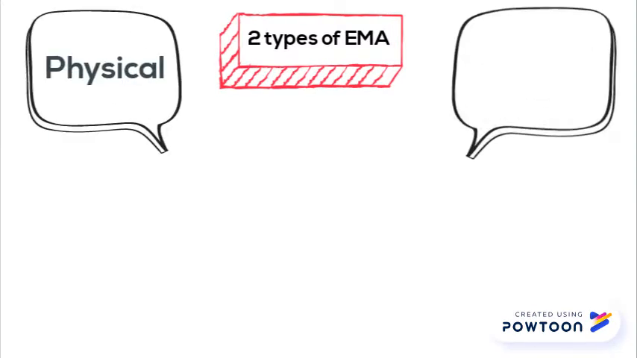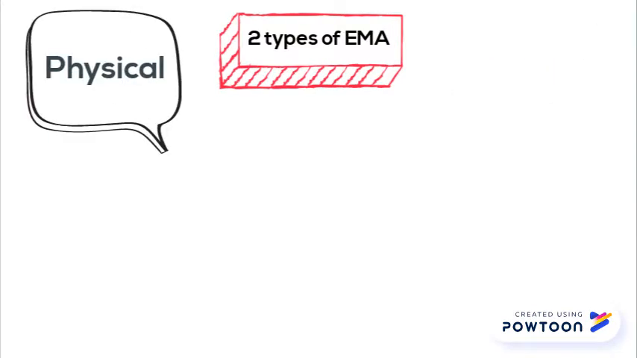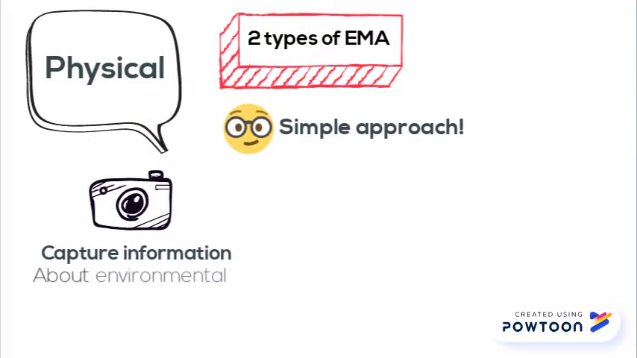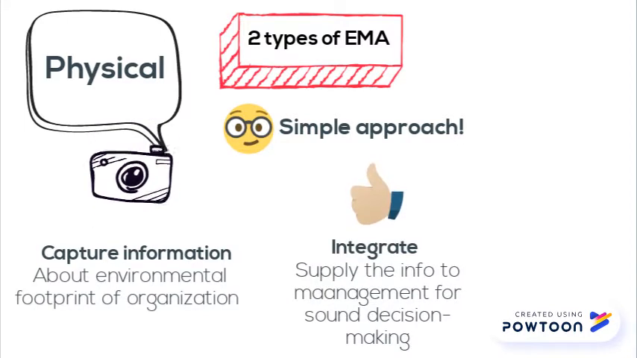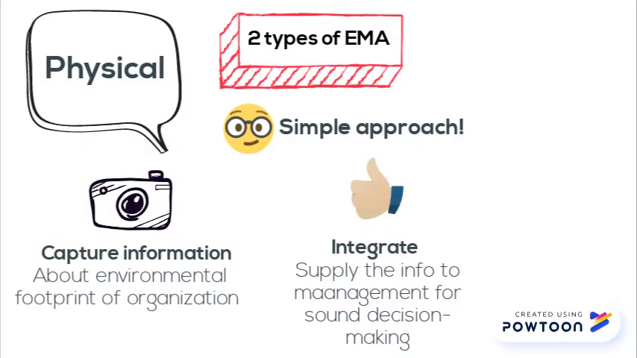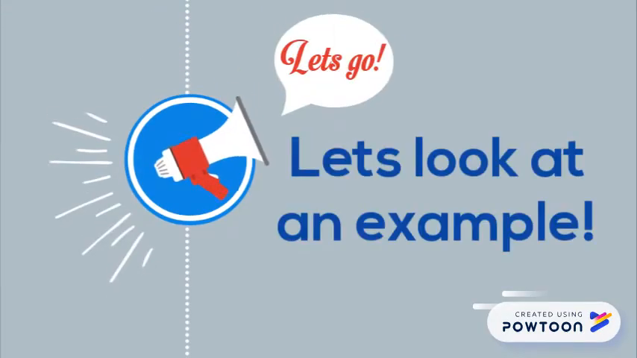There are two types of EMA, namely physical and financial. Physical EMA is quite a simple approach whereby the EMA techniques would capture information about the environmental footprint of an organization and integrate and supply those information to management for sound decision making. For better understanding, check out this example.